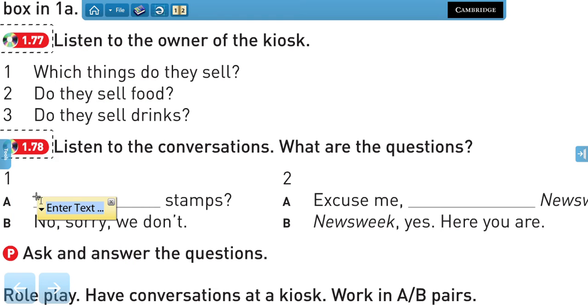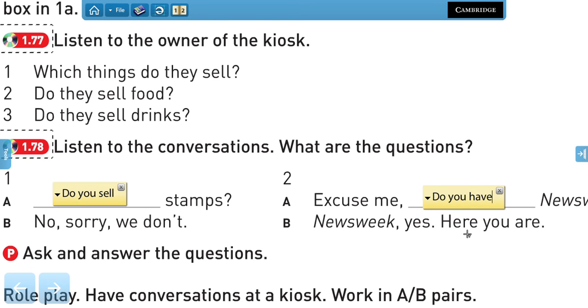Okay, so the first question was, do you sell stamps? Do you sell stamps? No, sorry, we don't. Excuse me. Do you have Newsweek? Do you have Newsweek? Yes, here you are, right? This is an expression for when you're handing something to another person. So, do you sell? ¿Vendes o venden, right? Stamps. And then do you have? ¿Tienen, right? Newsweek. Very good.